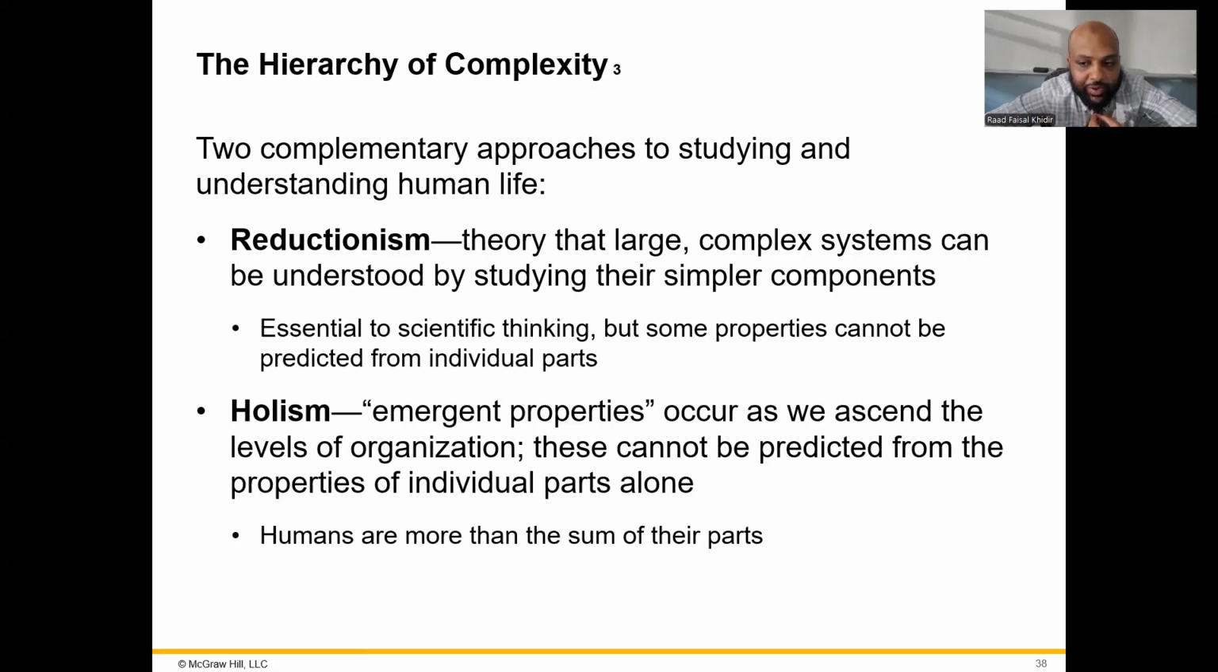But some properties cannot be predicted from individual parts. Holism. Holism is emergent properties, and they occur as we ascend the levels of organization. These cannot be predicted from the properties of individual parts alone. Humans are more than the sum of their parts.